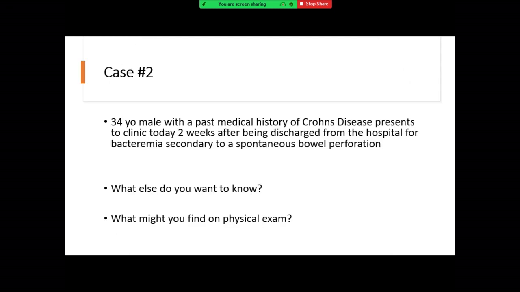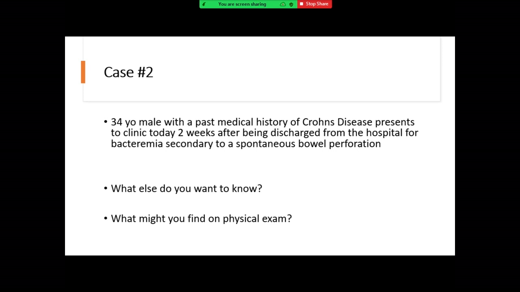So case 3. This is a 34-year-old male with a past medical history of Crohn's disease presenting to clinic today, about 2 weeks out from a hospital stay for bacteremia secondary to a spontaneous bowel perforation. You're with me in clinic today, and I say, go ahead, I want you to go take a history and do a physical exam.